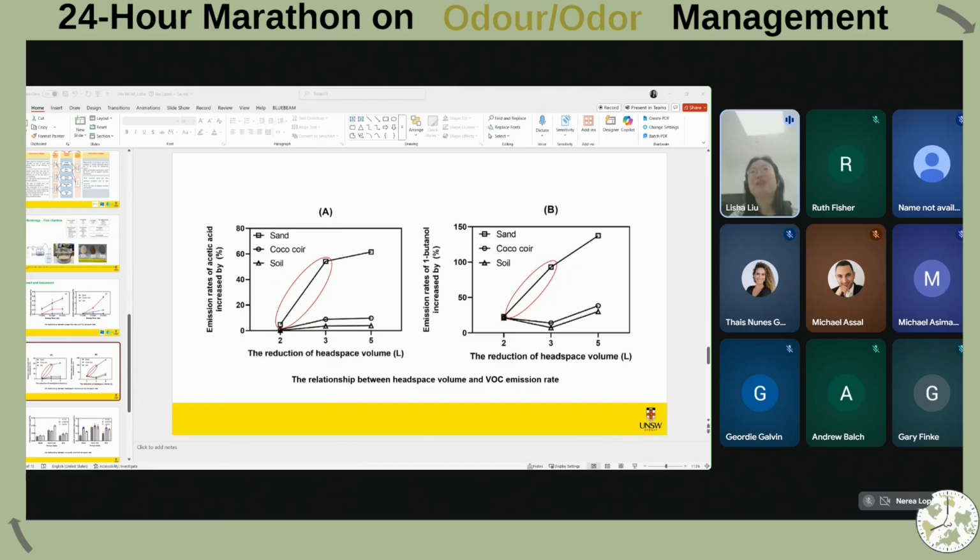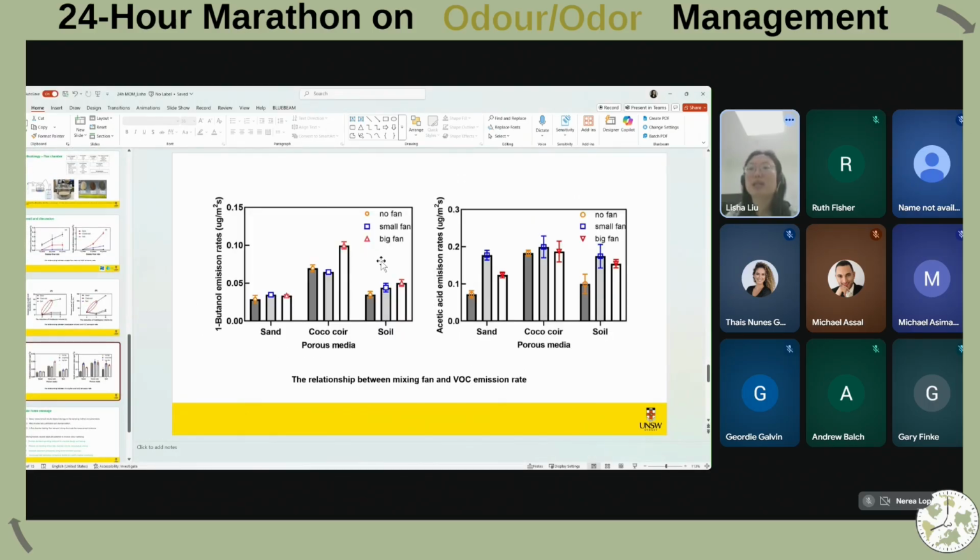In contrast, emissions through cocoa coir and soil were not as strongly related to the variation in the headspace volume, where only limited changes were noticed for cocoa coir and soil, which means the emission rate might be sensitive to other factors, not only the headspace volume. Following this conclusion, we have also done a comparison between fans.